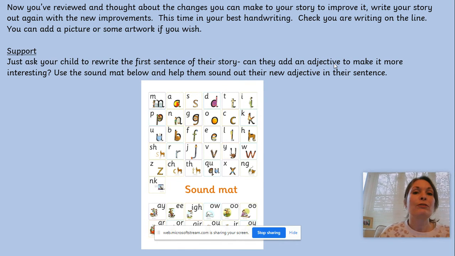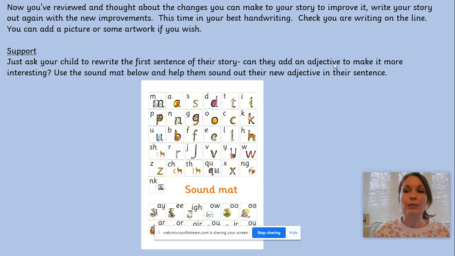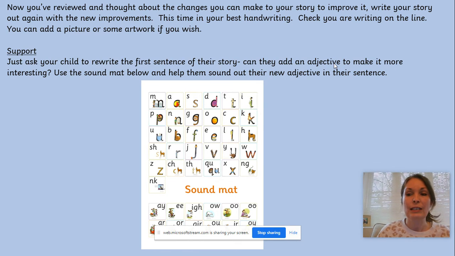So now that we've reviewed our work and thought about some of the changes that we are going to make to improve our story, we are going to write it out again with all these lovely new improvements and in our best handwriting. So we want to check that we are writing on the line in our books. And when we've done our writing, we've rewritten it, you can add a picture or some artwork at the bottom to match your story. And I've included the phonics mat here again. Also, it helps to remind you children how to form your letters if you need that as well.